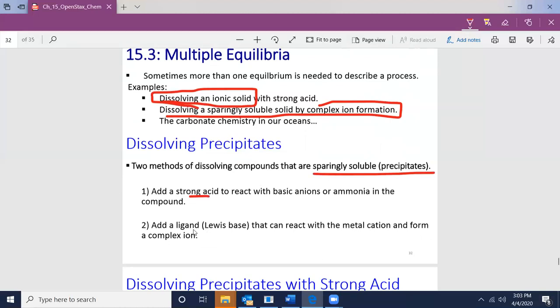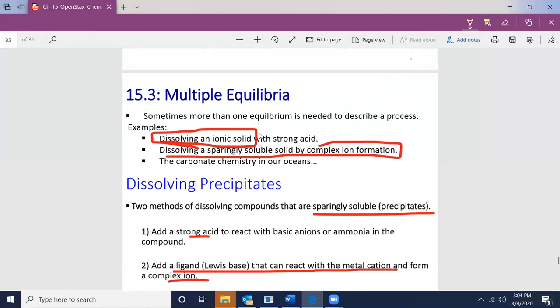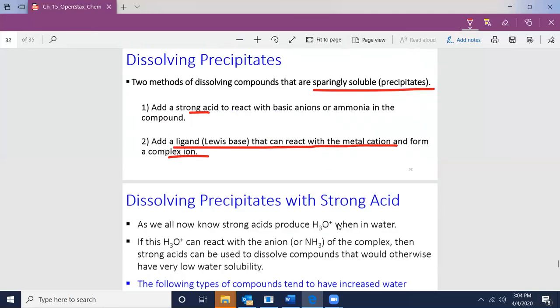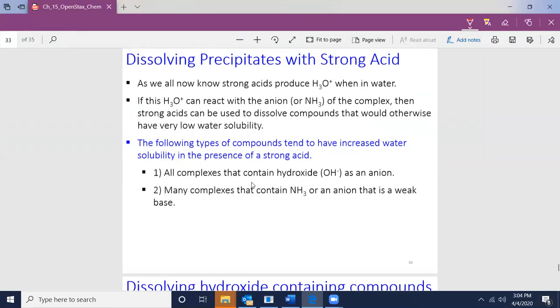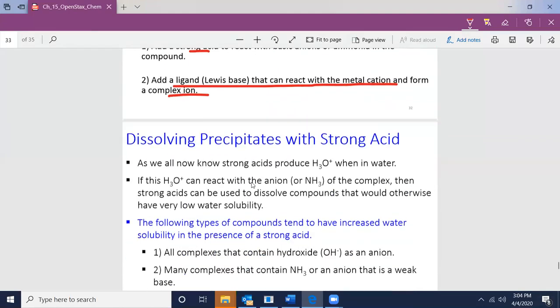Add a strong acid, or add a ligand, a Lewis base, that can react with the metal cation and form the complex ion. That's exactly what we have been discussing here. So, dissolving precipitate. What is the phenomenon? There is nothing much in it. Just look at what's going on.